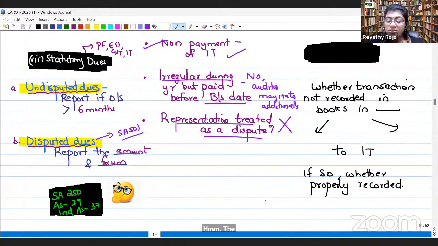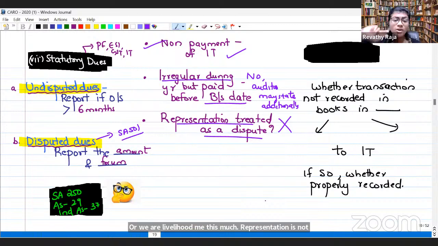Representation pointer. The representation you hear in income tax, GST, etc. Representation means you're just representing and saying, we are not liable, or we are liable only this much. Representation is not dispute. It's a dispute only when you are representing and they are contesting against it. Contesting means the department is against you. Unless you talk bad, it won't be a dispute.